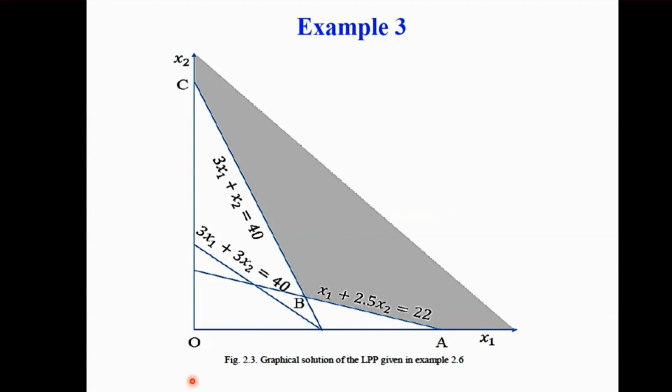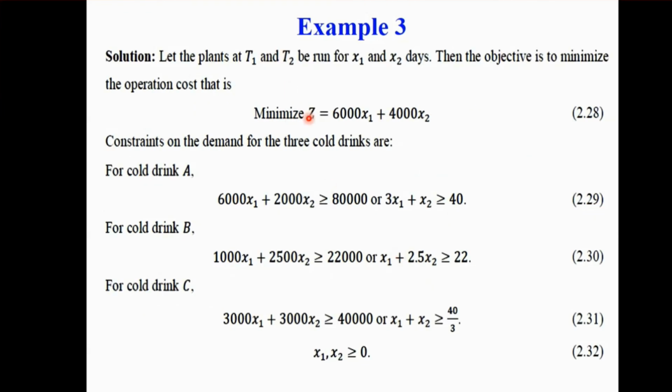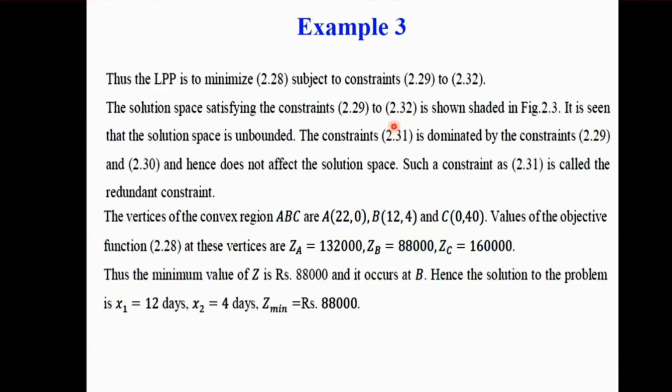Okay, now we will see those solutions. A we got 22, 0, B we got 12, 4, C we are getting 0, 40. Now when we apply these A, B, C values in Z, what is Z here? You can see Z is 6000 x1 plus 4000 x2. Now when we calculate ZA, it is 6000 into 22 plus 0 into 4000. Similarly 6000 into 12 plus 4000 into 4, and at C, 6000 into 0 plus 40 into 4000.